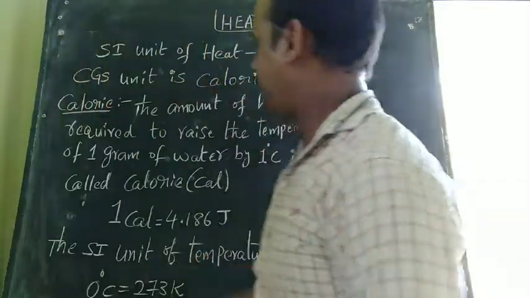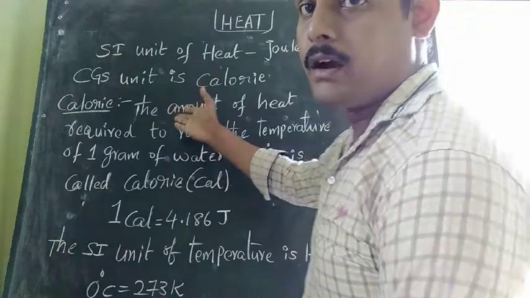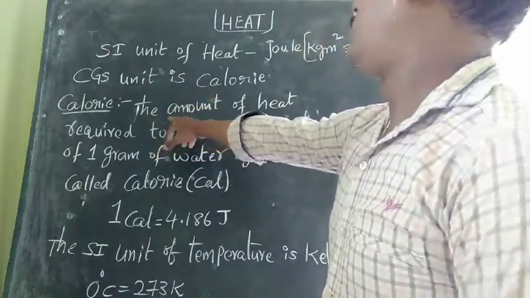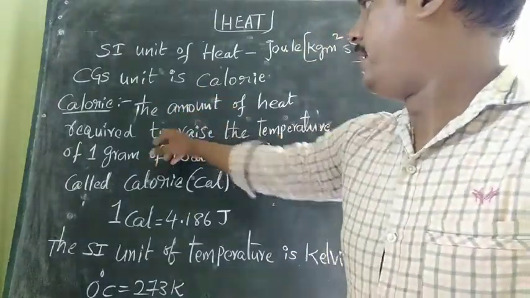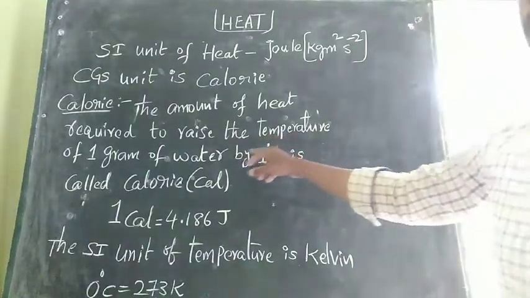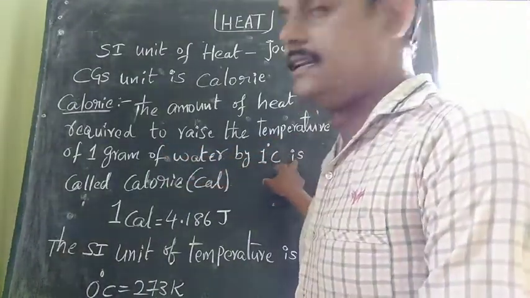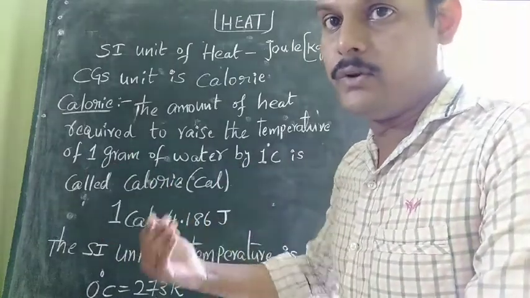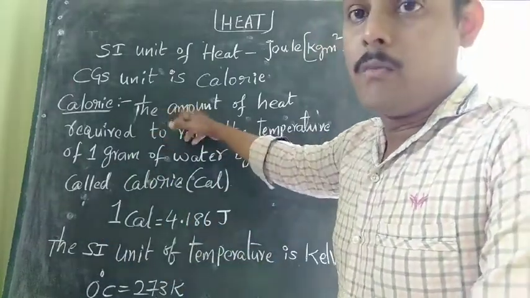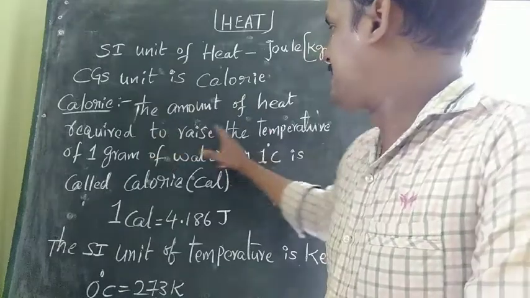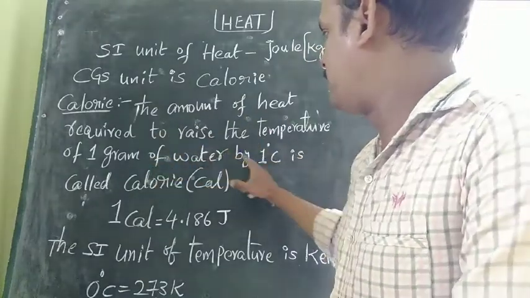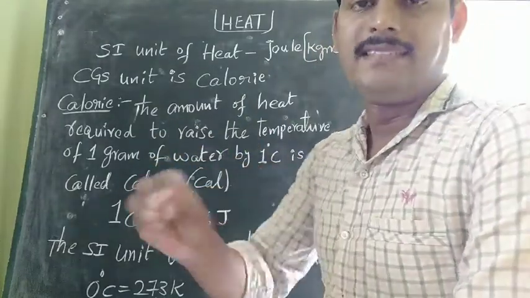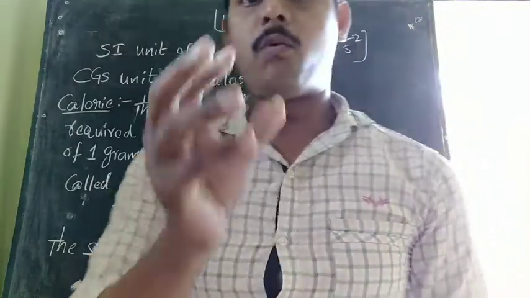Now, what is the definition of a calorie? Just follow it on the board. A calorie is the amount of heat required to raise the temperature of 1 gram of water by 1 degree Celsius. Once again I will repeat the definition, please follow it. Calorie is defined as the amount of heat required to raise the temperature of 1 gram of water by 1 degree Celsius.